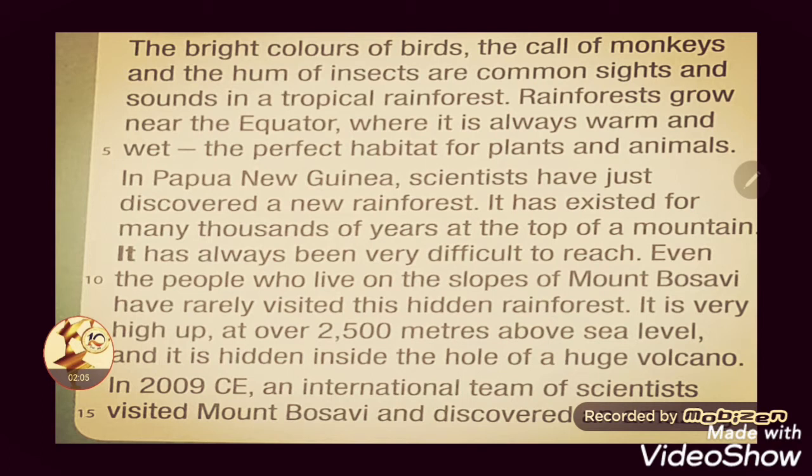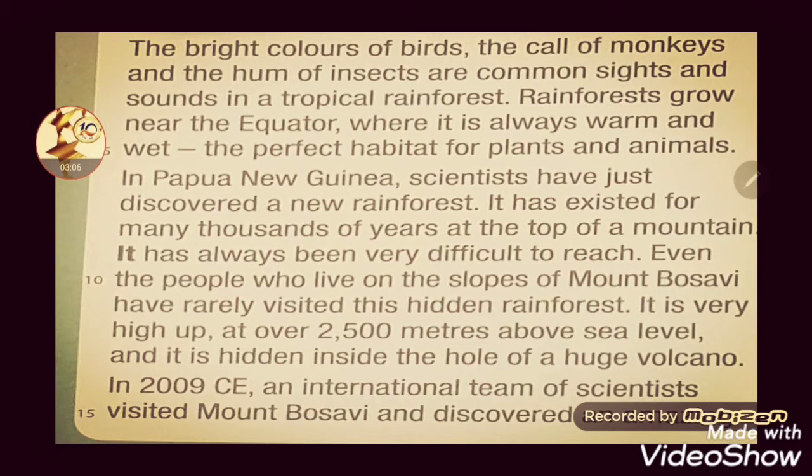The bright colors of birds, the call of monkeys, and the hum of insects are common sights and sounds in a tropical rainforest. Rainforests grow near the equator, where it is always warm and wet, the perfect habitat for plants and animals. In Papua New Guinea, scientists have just discovered a new rainforest. It has existed for many thousands of years at the top of a mountain. It has always been very difficult to reach. Even the people who live on the slopes of Mountain Bozave have rarely visited this hidden rainforest. It's very high up at over 2,500 meters above sea level, and it is hidden inside the hole of a huge volcano.